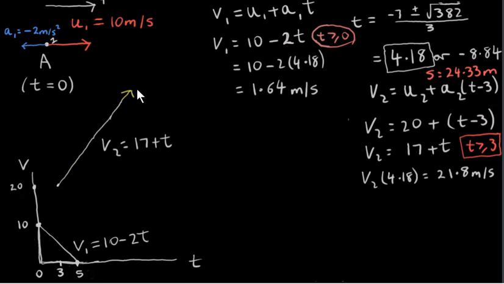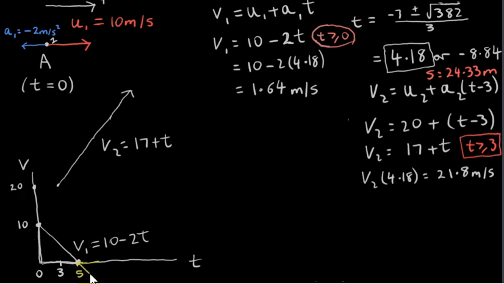We see that the velocity of particle 2 continues to increase. It increases indefinitely. However, we see that at t equals 5, the velocity of particle 1 is 0. So at t equals 5, particle 1 stops and reverses direction.